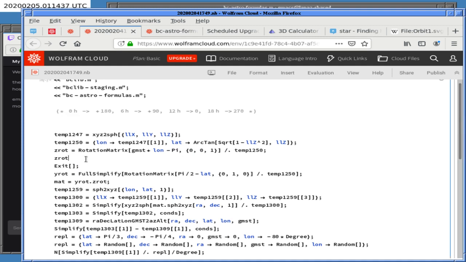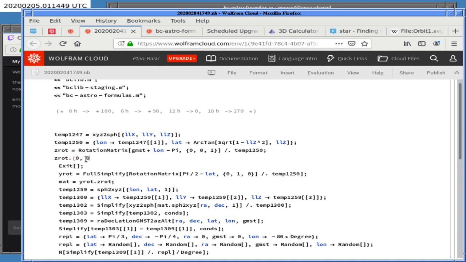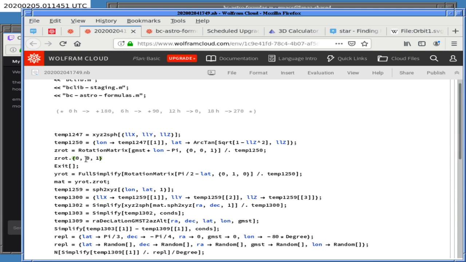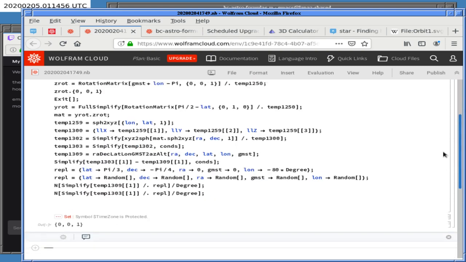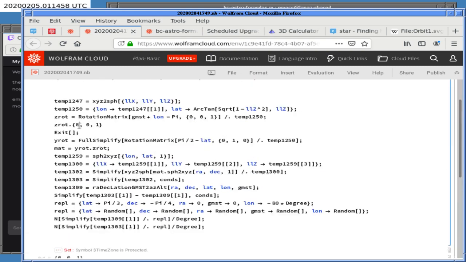Okay, so what does Z-Rot do if we take it to, let's see, what does it do to the North Pole? Should not change it at all. Okay, correct. What does it do to the direction facing north, which of course at the North Pole doesn't have much of a meaning, but you know. And it should change that.